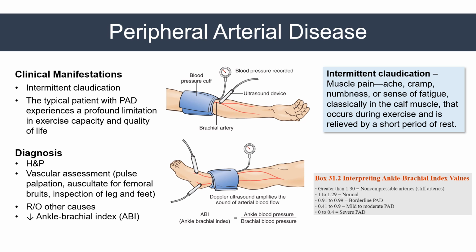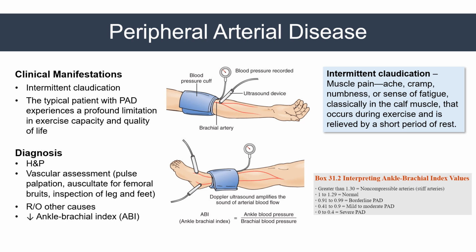Another diagnostic test that could be done is called an ankle brachial index. Now, this typically is not done by the RN, it's done by a tech, and pictured here is one example of how they could do it. So they take the blood pressure on an extremity the regular way, and then they take the blood pressure on the lower leg, like around the ankle.